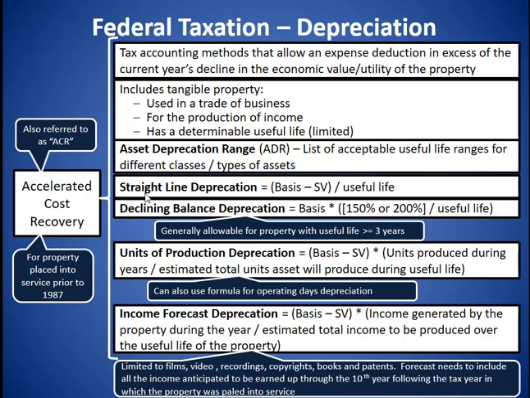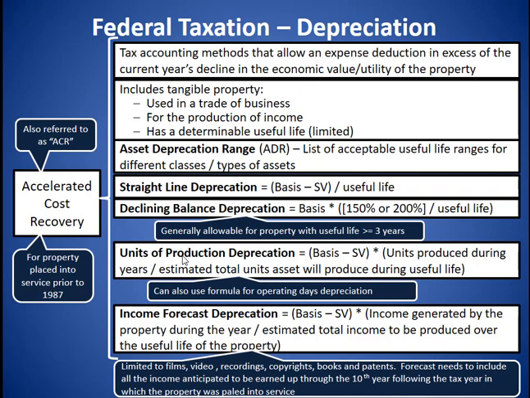It also allows for what we call a declining balance depreciation. That is the cost basis of the asset. Okay, now notice in this case, it's a cost basis of the asset, but no salvage value. So the cost basis of the asset times either 150% or 200% divided by the useful life of the asset. And this is generally allowable for property with useful lives that are basically equal to or greater than 3 years.